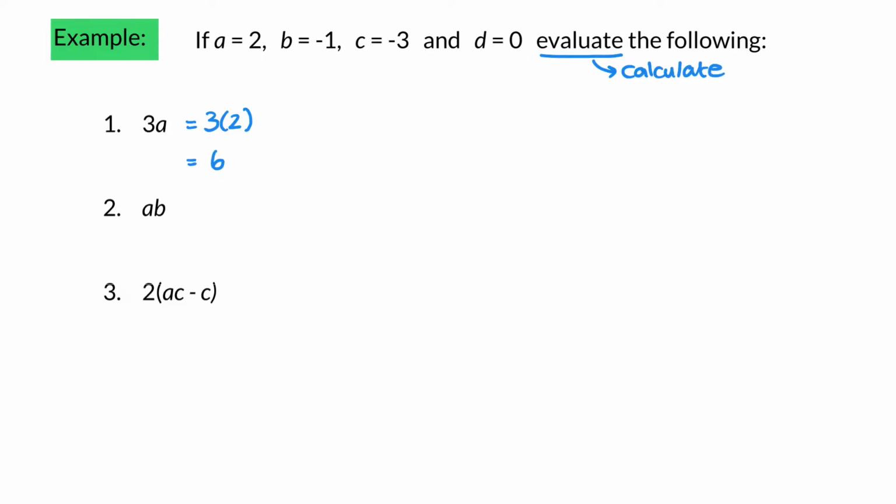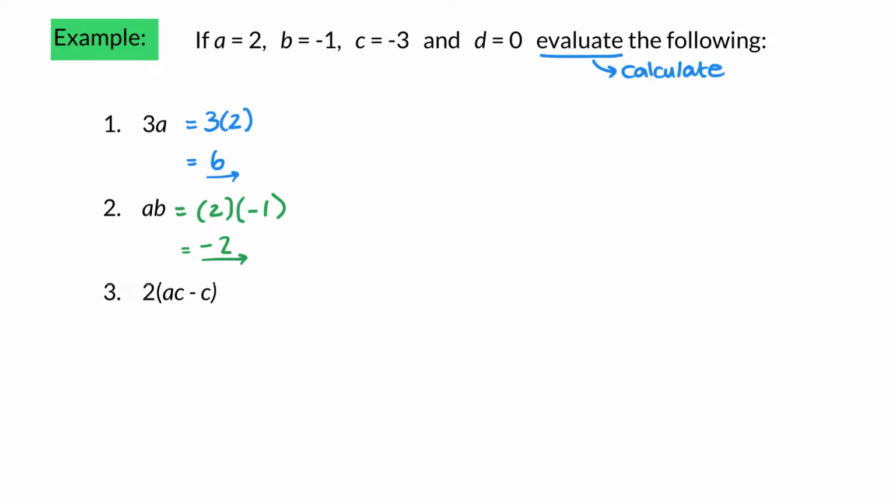So let's look at the next one. ab. ab means a times b. The value for a is 2, and the value for b is negative 1. So I'm going to say 2 times by negative 1. Now a negative times a positive is negative, and 2 times 1 is 2.